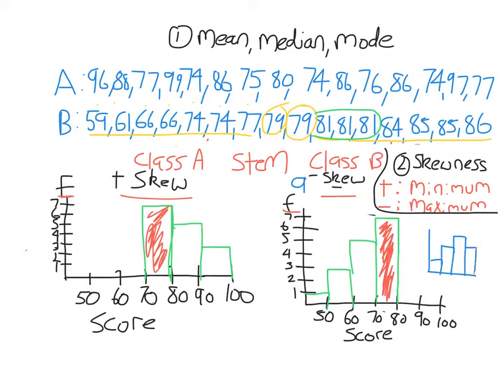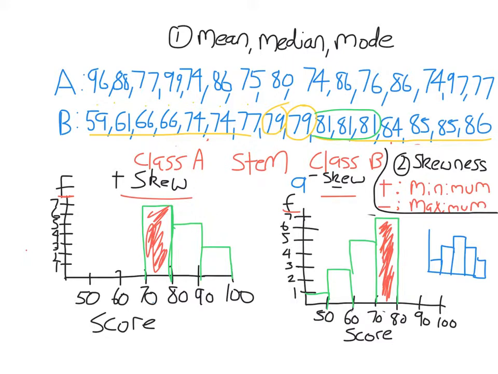So if the bars are highest towards the minimum, we say it's positively skewed. Highest towards the maximum, we say negatively skewed. Once again, it works sort of in the opposite way than you'd expect. More high scores, negatively skewed. More low scores is positively skewed.